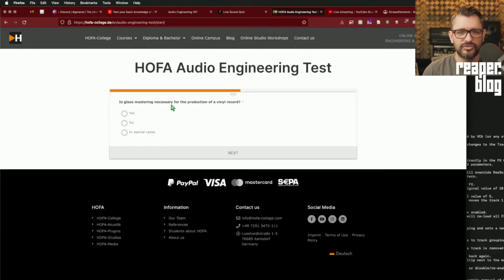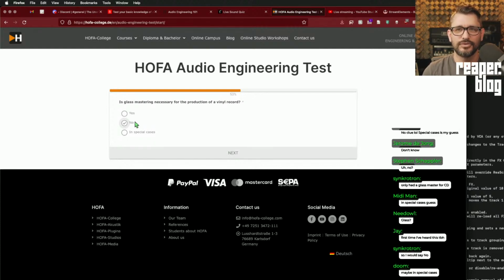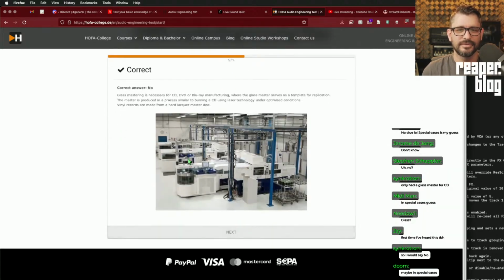Is glass mastering necessary for the production of a vinyl record? Yes, no, or in special cases? I'm going to say no. I'm pretty sure that glass mastering is a CD production technique. If it's not just a red herring trick question, I'm going to say no.